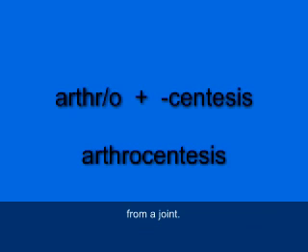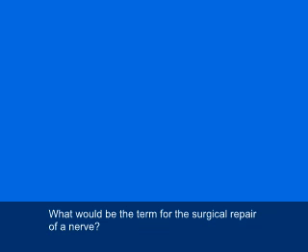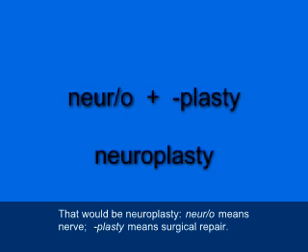What would be the term for the surgical repair of a nerve? That would be neuroplasty. Neuro means nerve, plasty means surgical repair. Neuroplasty.